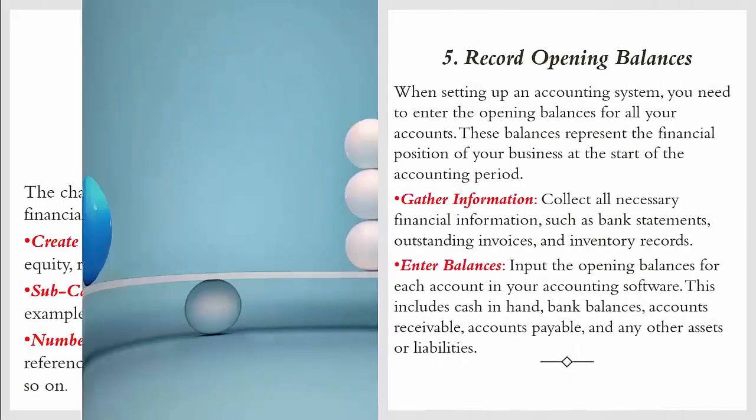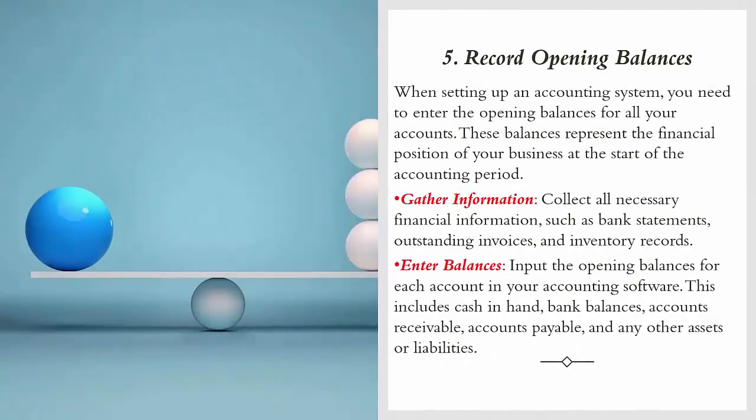5. Record opening balances. When setting up an accounting system, you need to enter the opening balances for all your accounts. These balances represent the financial position of your business at the start of the accounting period. Gather information. Collect all necessary financial information, such as bank statements, outstanding invoices, and inventory records. Enter balances. Input the opening balances for each account in your accounting software. This includes cash in hand, bank balances, accounts receivable, accounts payable, and any other assets or liabilities.